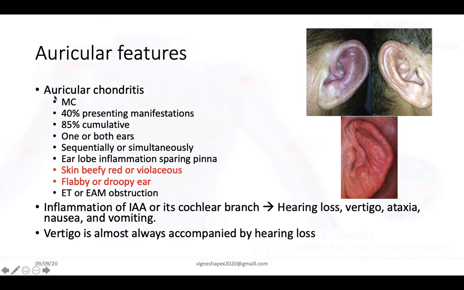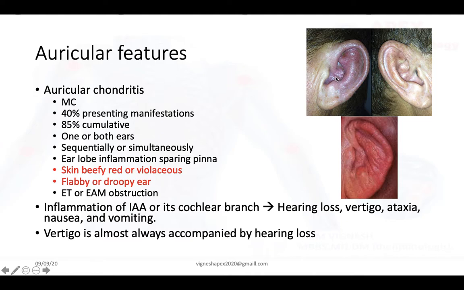Okay, so the most common symptom is auricular chondritis. This is an MCQ. It can affect one ear or both ears. It can occur sequentially or simultaneously. So this is your external ear, and into the external ear you have the external auditory meatus. As you know, the cartilage of the pinna would extend into the external auditory meatus also. So if that cartilage is involved, you would have external auditory meatus occlusion. Thereby patients can have a conductive deafness.